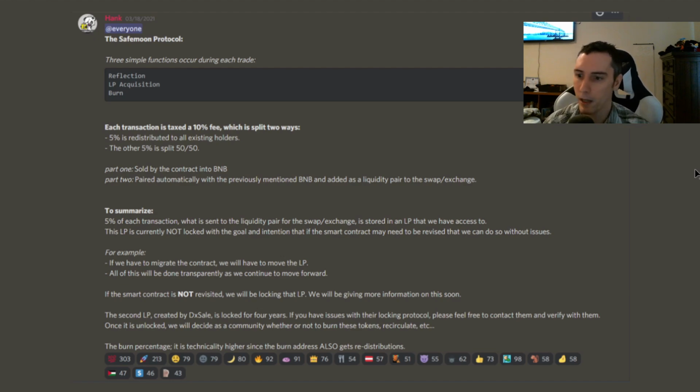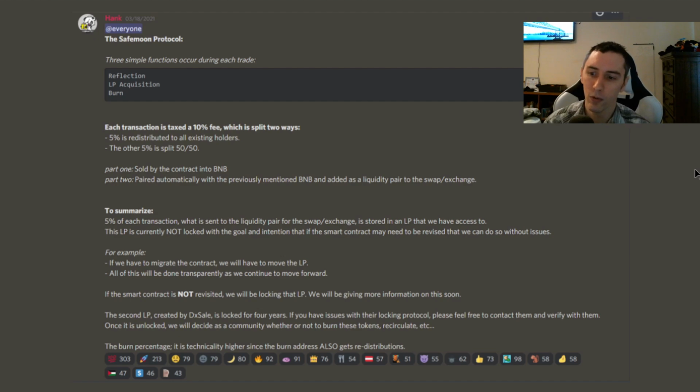And it's still very early. For example, if we have to migrate the contract, we will have to move the liquidity pool. All of this will be done transparently as we continue to move forward. Ironically, what we have seen happen is an update that took place with PancakeSwap. There's now a version 2, and a lot of this liquidity pool is going to be needed to migrate over. Okay, so for a lot of people that are purchasing through PancakeSwap, you might have noticed some of the recent updates, the disclosures that they say version 1's basically going out, so they made a major update. Those kinds of things, like what happened with PancakeSwap, have implications. So that's a very good example for something like this.